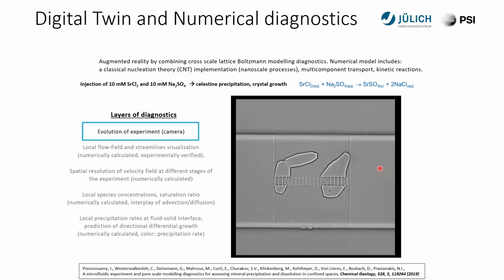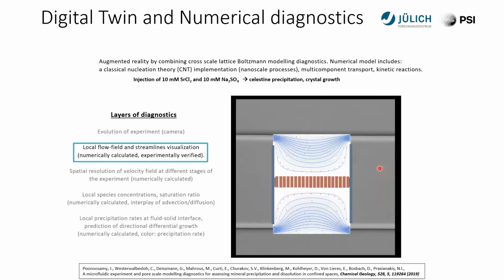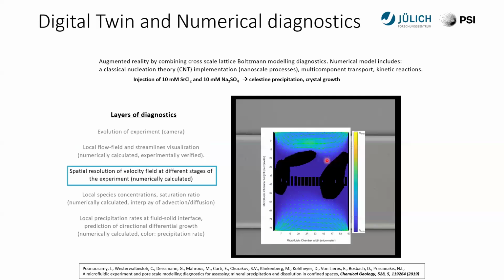There could be some techniques, but it is very difficult to really know the speciation and the exact flow field during the experiment. So what we have done, we have resolved the flow field when there is no crystal. Then you can see these streamlines. This we have validated by also injecting some glass beads, so we know that our models are correct. And then, during the evolution of the experiment, we can resolve the updated flow field.